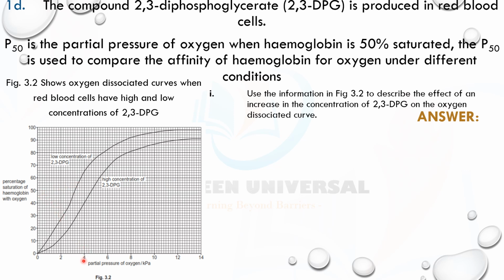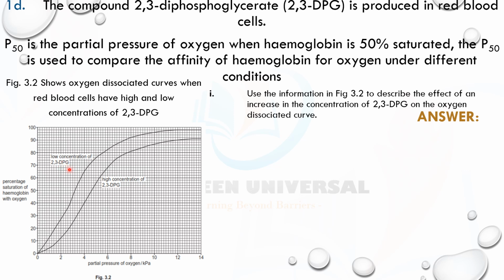If I trace this graph, you see that at low concentration of this, the P50 is smaller. That means hemoglobin combines with more oxygen at low concentration. So the P50 is 3.2, but at high concentration, the P50, that's the partial pressure at half percent saturation of hemoglobin, is about 4.2. Do you get? So why is that?